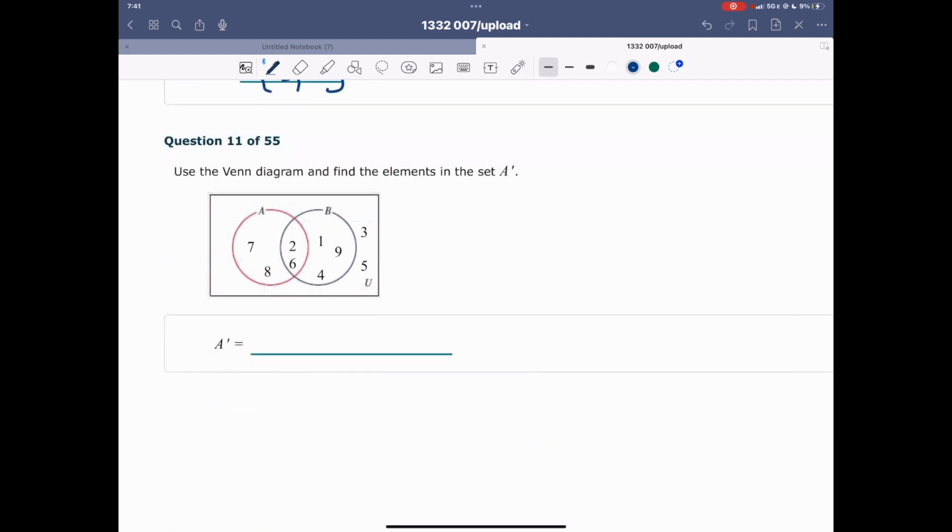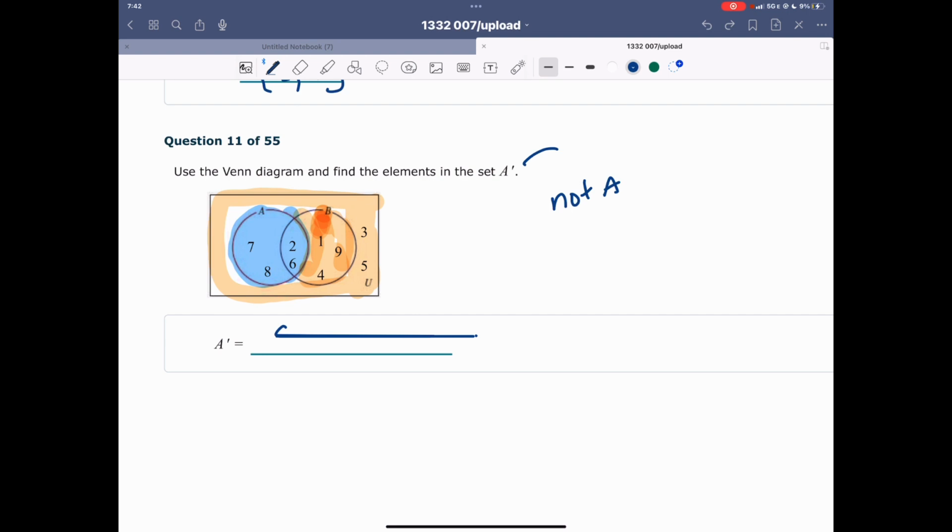Find the elements in the set A complement. So this is not A. So what you want to do is you want to circle, you want to color in what A is, and then it'll be everything outside of A. So it even includes the intersection. So our answer is going to be in this gold color. So it's everything in B, and then it's everything left also in the universal set. So the elements of not A, I like to put them in order.